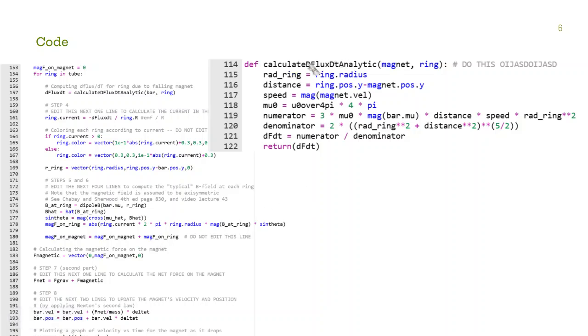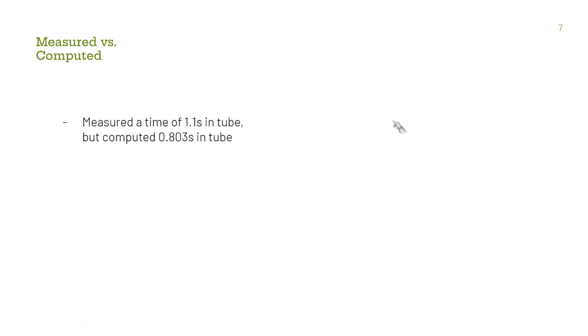This is the method we use to calculate the changing flux that the magnet creates on each ring. You can see that it takes into account the radius, the position, and then this long complicated formula which was given to us. So, our measured versus computed values: the measured time was a little bit longer at 1.1 seconds in the tube. The computed time was 0.803.